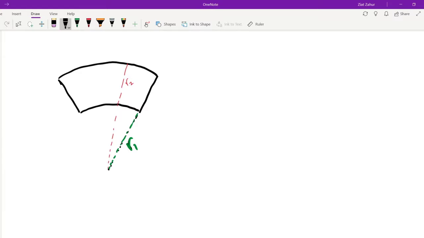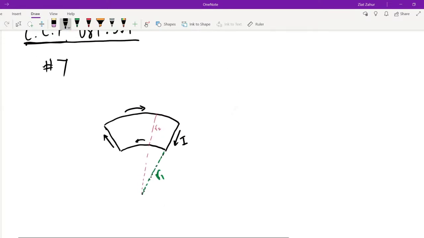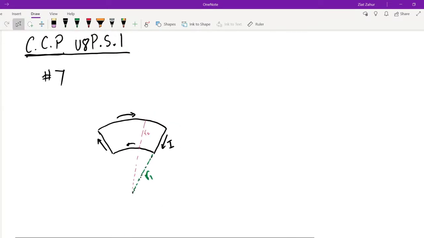Excellent. All right, the current is going down on the right side, and therefore it will go across to the left, and then up over here, and then across to the right, and it circulates. Okay, this is Unit 8, Problem Set 1, Number 7. A classic physics problem.